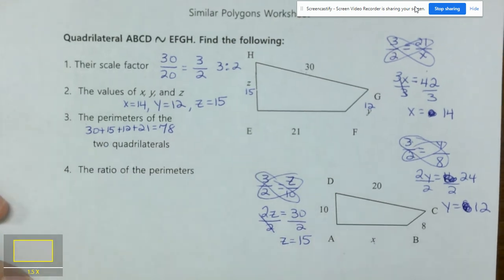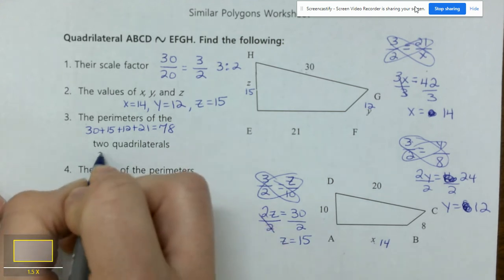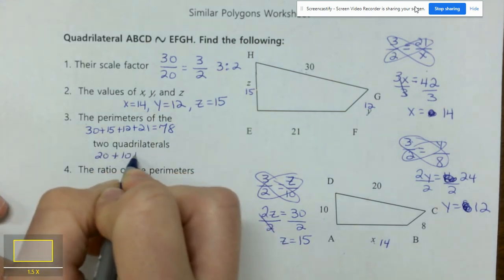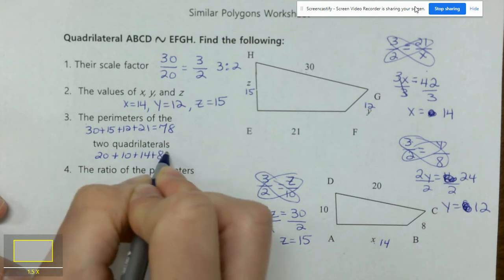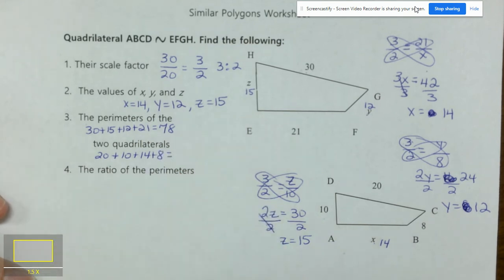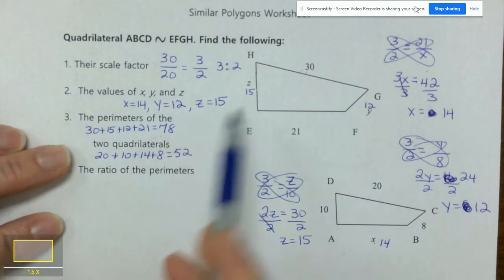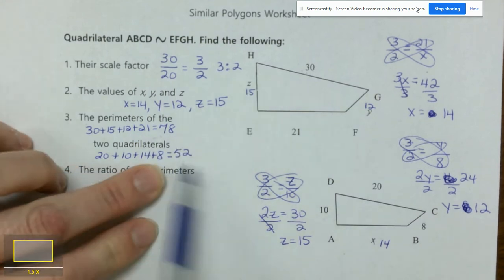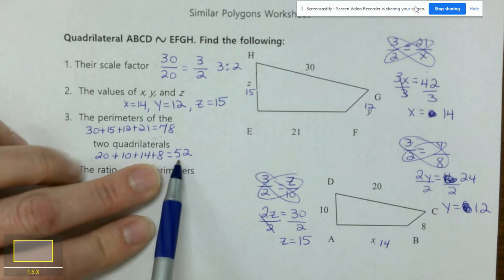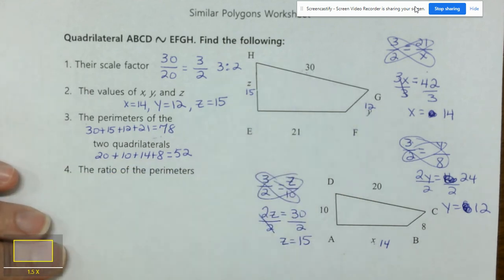For the second quadrilateral, we found that x is 14. That means we're adding 20 plus 10 plus 14 plus 8. When you do that, you get 52. So the perimeter of the top one is 78, and the perimeter of the bottom one is 52. And remember, perimeter is adding all your sides together.